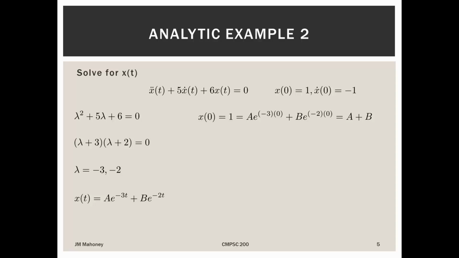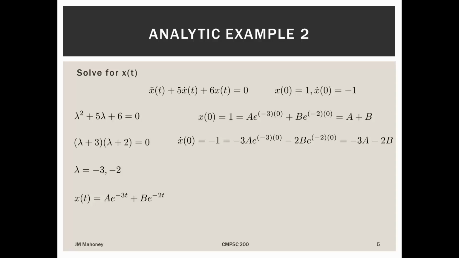I have a second equation here that x dot of 0 is equal to negative 1. So if I take that x of t expression in the lower left and I differentiate once with respect to time, and then I evaluate that at t equals 0, I'm going to get negative 1 is equal to, that negative 3 comes out in front, so negative 3a times 1, minus 2 times b times 1. Again, that negative 2 comes out in front when I differentiate x of t. So if I simplify all this, I get negative 1 is equal to negative 3a minus 2b.